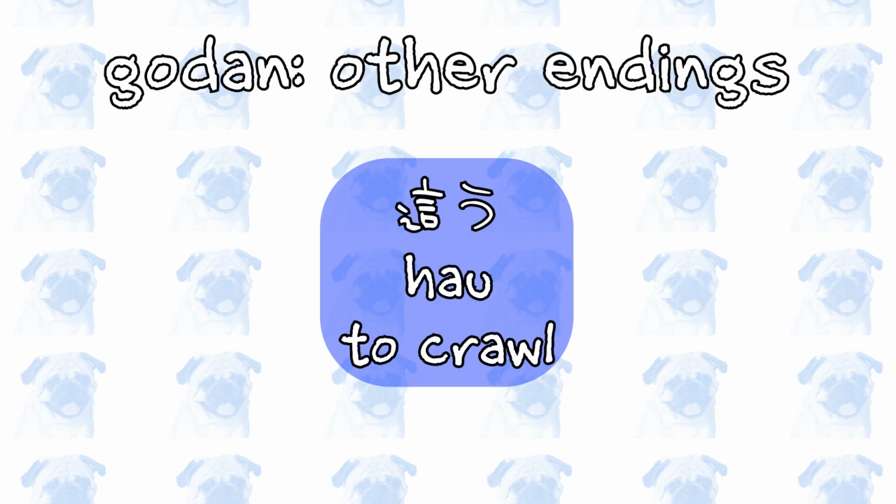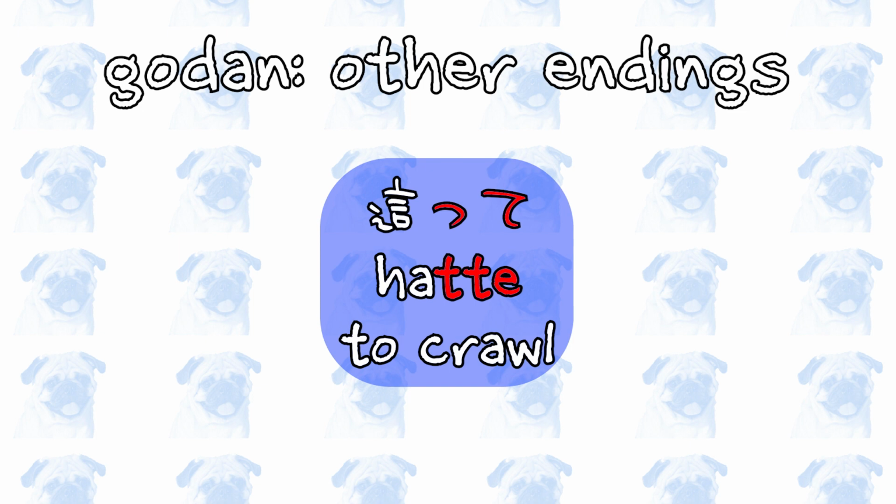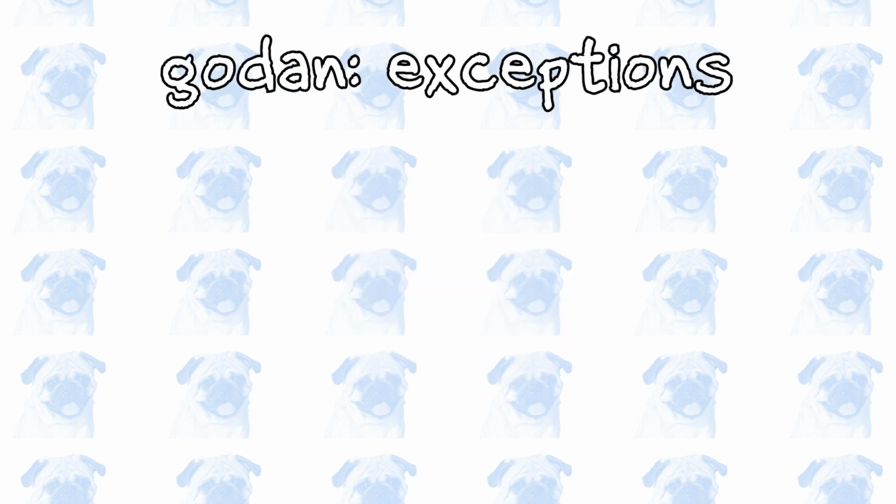If a Godan verb has other endings, drop the final mora and add te. For example, hau, to crawl, ends in u, so drop the u and add te, as in hatte. Hau, hatte. Just like with the ta form, there are three exceptions.